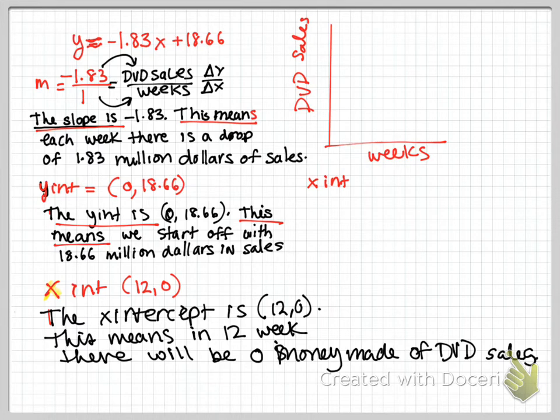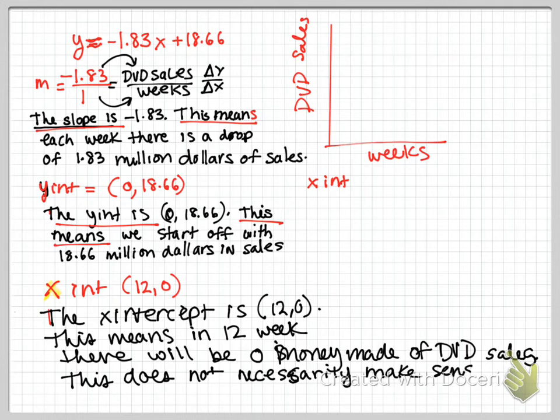Now, the last thing that you're going to write, because sometimes your x and y intercept are not going to make sense. So if it doesn't make sense, you're going to say, this does not necessarily make sense in the context of the problem.